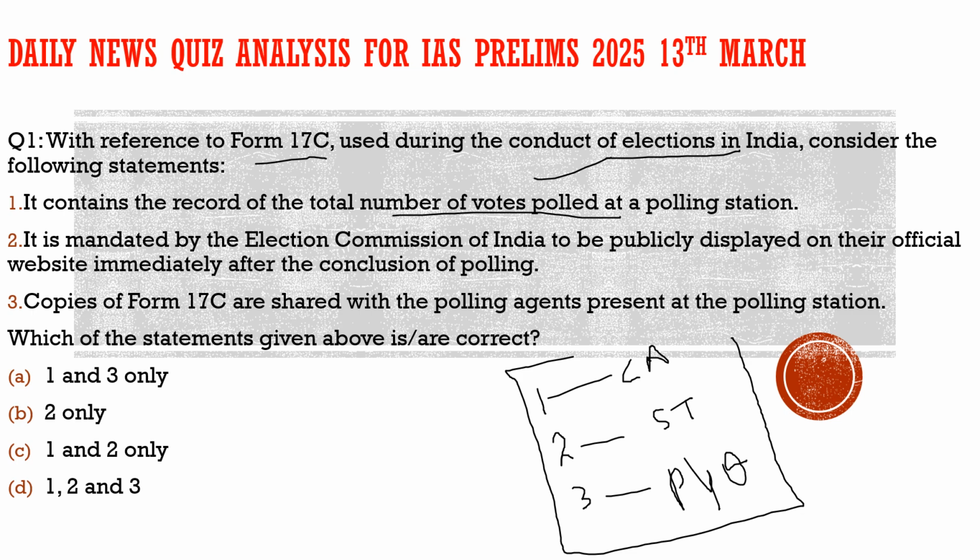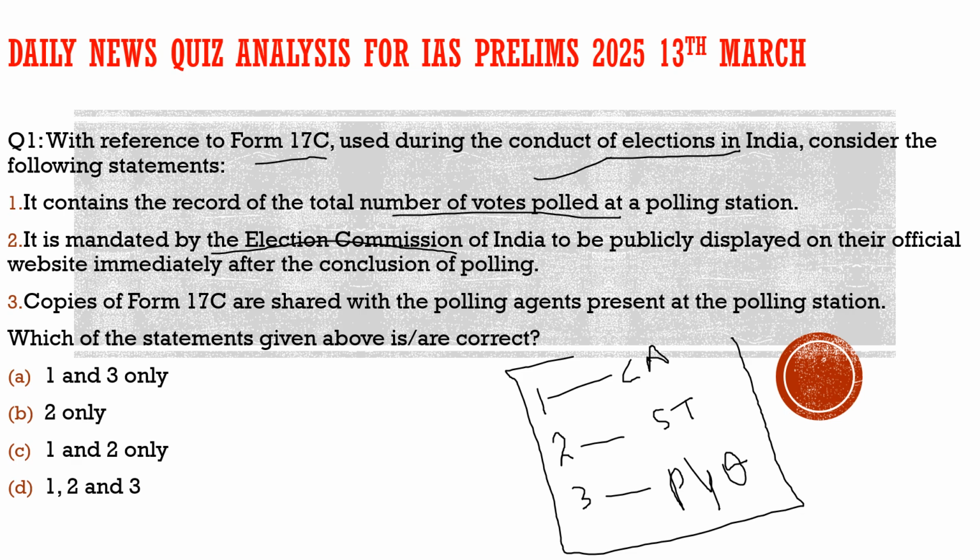It contains all that stuff, and also it contains the identification number of the electronic voting machine. So the first statement is 100% correct, nothing wrong with this statement. The second statement says it is mandated by the Election Commission of India to be publicly displayed on their official website immediately after the conclusion of the polling.